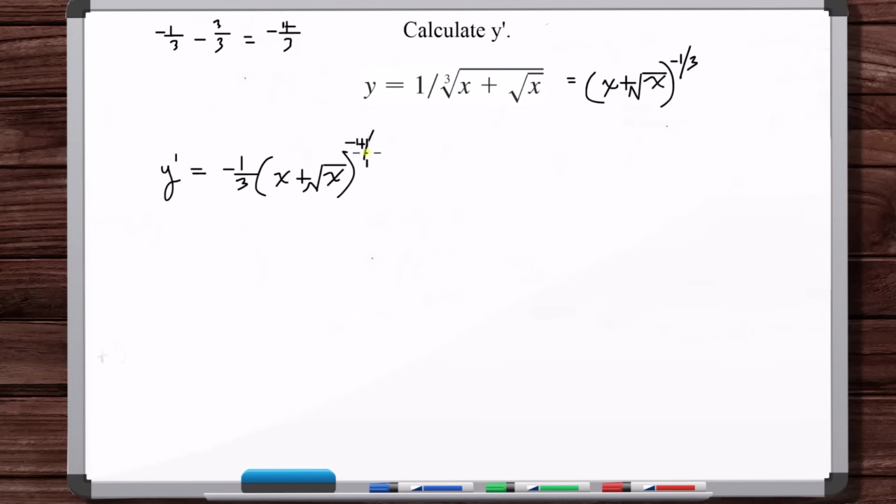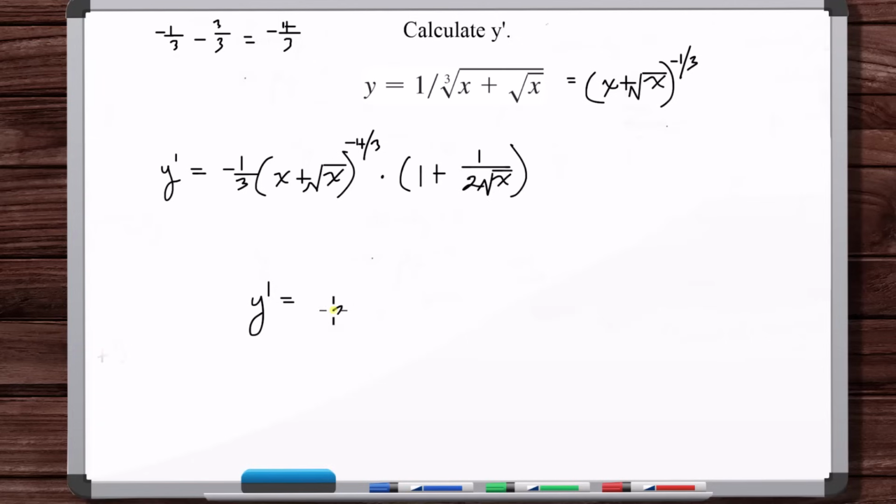So minus 4/3 power, times the derivative of that something. What is the derivative of x plus root x? So there's no more chain rule. The derivative of x is 1. The derivative of root x is 1 over 2 root x. That's the derivative. Just need to clean it up.